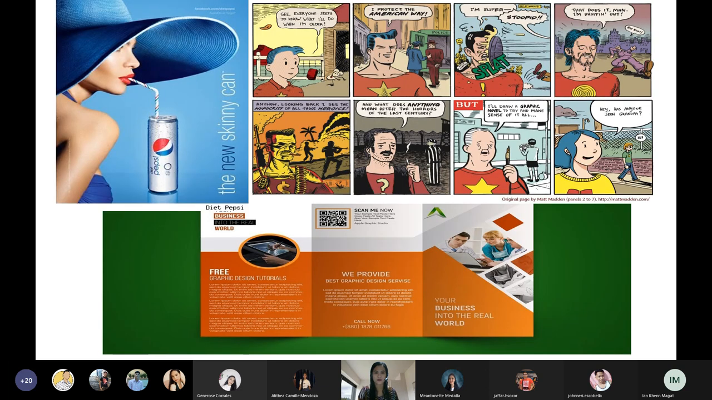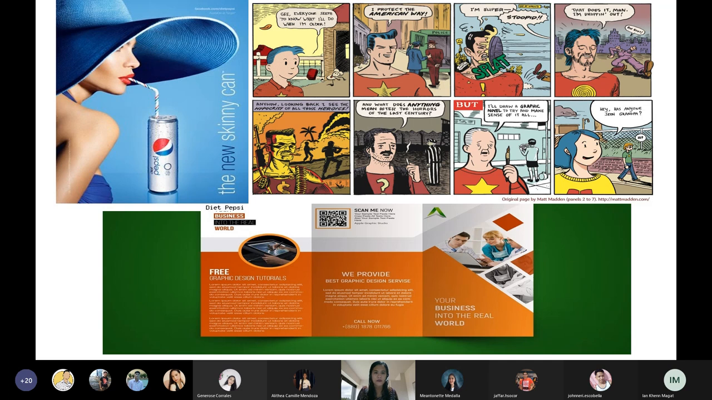So look at this example. Oh, I'm sorry. This one. Okay? You'll see Pepsi. Ayan, there's a skinny woman, diba? Drinking Pepsi in a skinny can. Diba sabi dyan, the new skinny can. Look at the word new. Naka-blue siya. Diba? Parang ini-emphasize niya that this is the new product that Pepsi has.